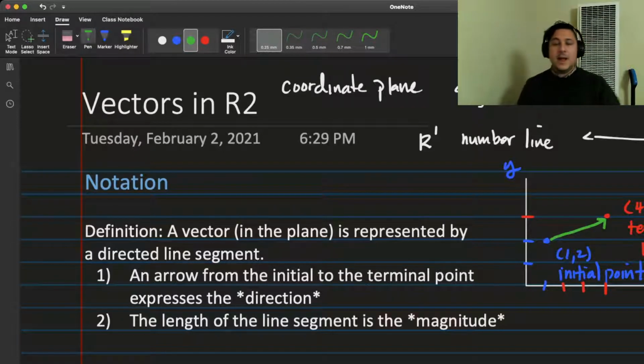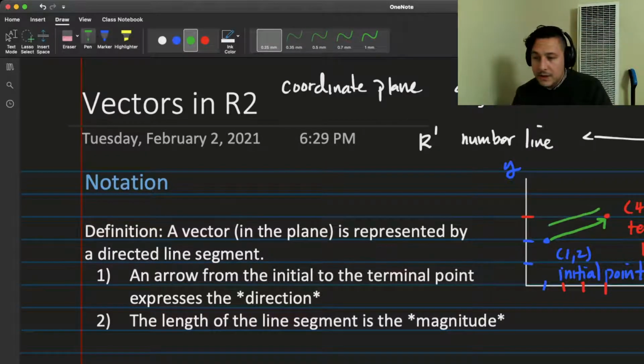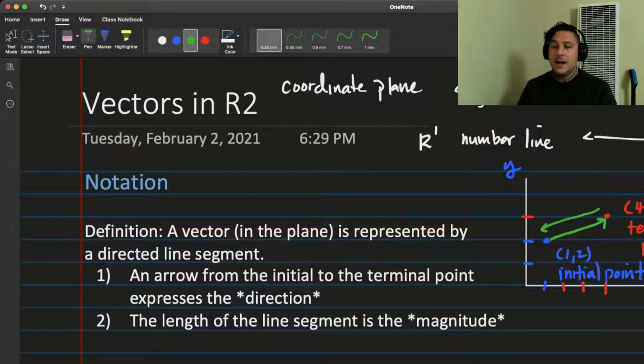The arrow represents the direction, because you could go the other direction, right? You could have a vector which goes like this. You can have a vector that goes from (1, 2) to (4, 3), or you can have a vector that goes from (4, 3) to (1, 2). It's directed, so we actually distinguish between the two of them. It's not just a line segment. So we have the direction. The length of the line segment is called the magnitude.